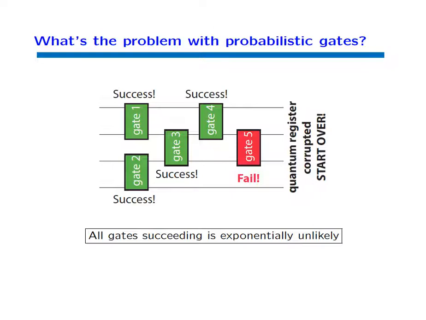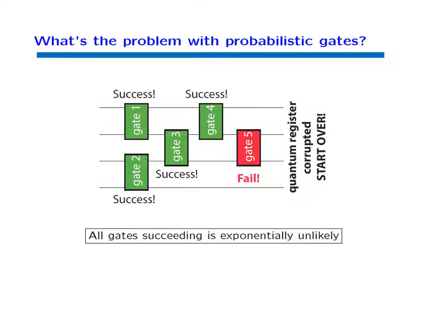In a quantum circuit, you typically require every single gate to succeed. Just a single gate failing can lead, or typically will lead, to failure of the entire circuit. This means that the overall success probability of the entire circuit is exponentially small in the circuit size. So this is the problem that we have to face here.